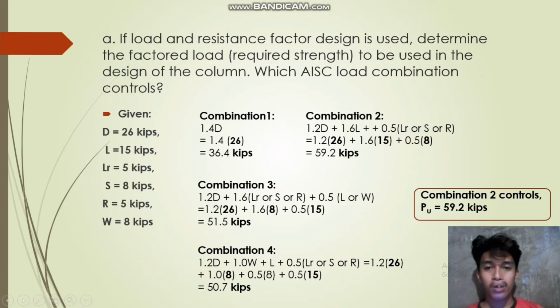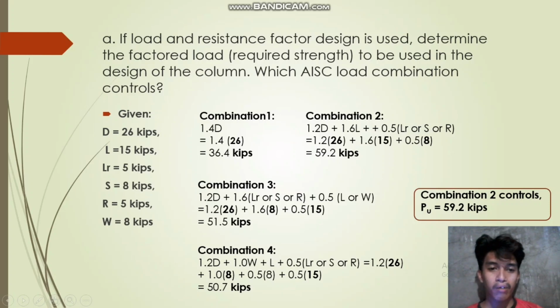Combination number 2: 1.2 dead load plus 1.6 live load plus 0.5 roof load or snow load or rain load. Dahil snow load ang pinakamataas, si snow load ang gamitin. Equals 1.2 times 26 plus 1.6 times 15 plus 0.5 times 8, which equals 59.2 kips.